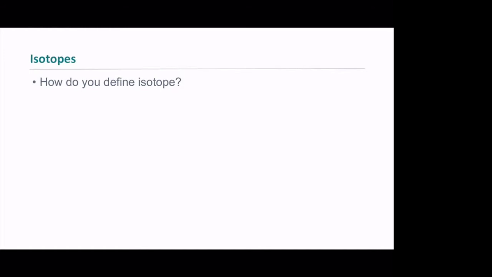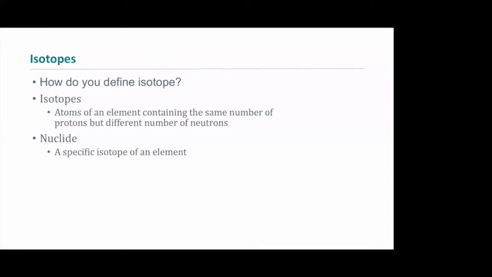So atoms of the same element with the same number of protons, but different number of neutrons. So one thing I said the other day too is the number of neutrons can vary, the number of electrons can vary. It's still going to be the same element. The number of protons varies, then you're talking about different elements. And a nuclide is just a specific isotope of an element. So we use a notation to show what a nuclide is, and we'll do that today. So that's just the terminology for a particular isotope that we're talking about.